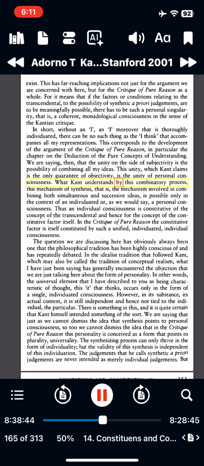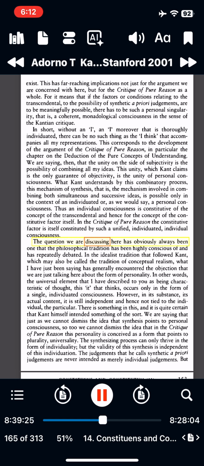What Kant understands by this combinatory process, this mechanism of synthesis, that is, the mechanism involved in combining both simultaneous and successive ideas, is possible only in the context of an individuated or, as we would say, a personal consciousness. Thus an individual consciousness is constitutive of the concept of the transcendental and hence for the concept of the constitutive factor itself. In the Critique of Pure Reason the constitutive factor is itself constituted by such a unified, individuated, individual consciousness.